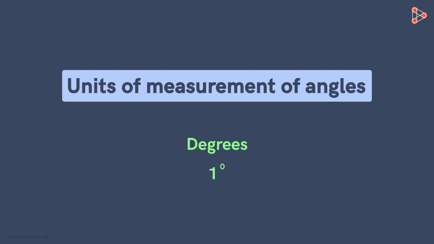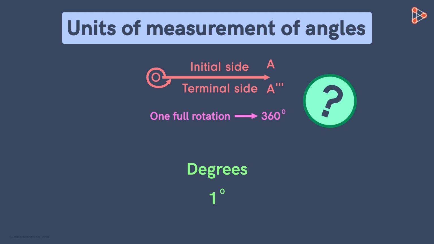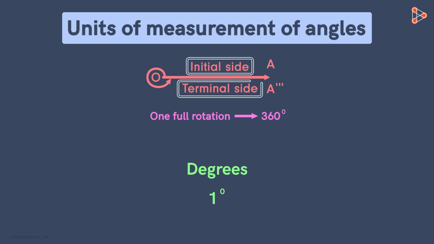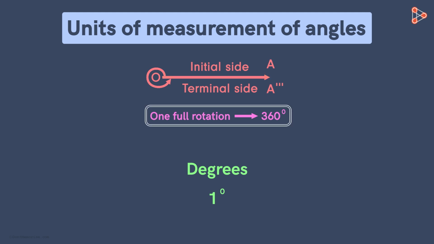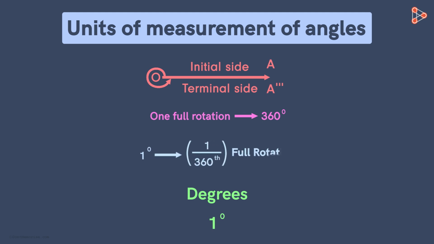Let's understand how to measure the angle of rotation. We know that 1 full rotation of the initial side is 360 degrees. Do you notice something interesting? Yes, the initial side coincides with the terminal side. It's hard to differentiate which ray is OA and which ray is OA'. Look at this highlighted part. We can also say that 360 degrees is 1 full rotation. Now, if 360 degrees is 1 full rotation, then what is 1 degree? Yes, 1 degree is 1/360th of a full rotation.